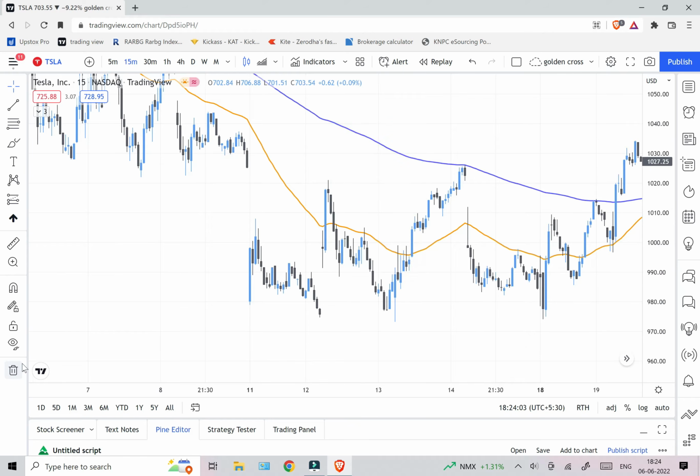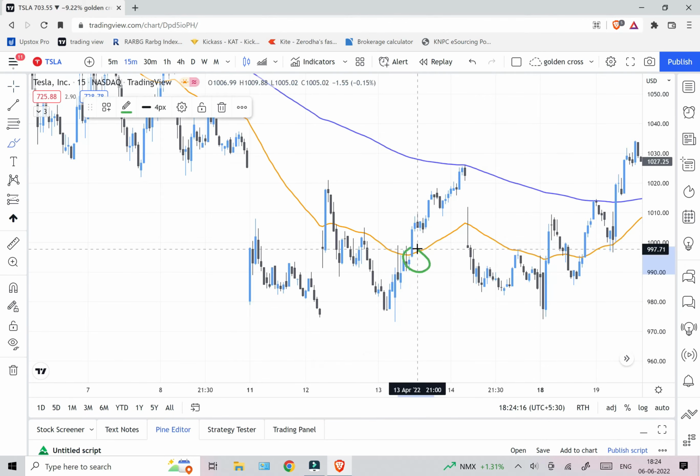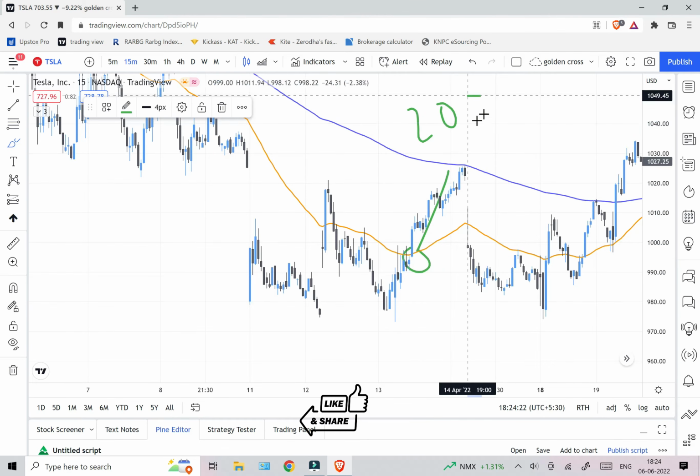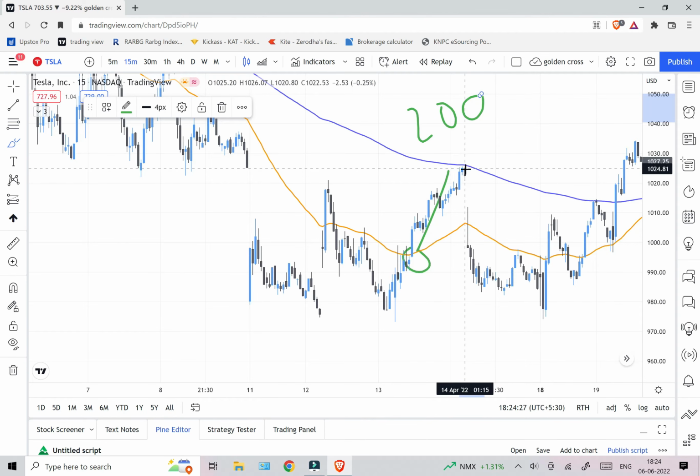So now the SL hit over here, okay? Second case, again the market tried to reverse. You got a closing of this and the market went up to the 200 moving average, target hit. The target got exactly hit and the market fell from there.